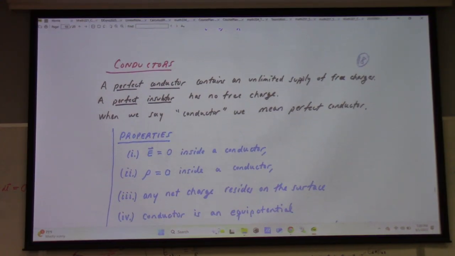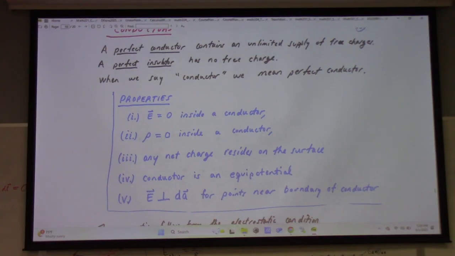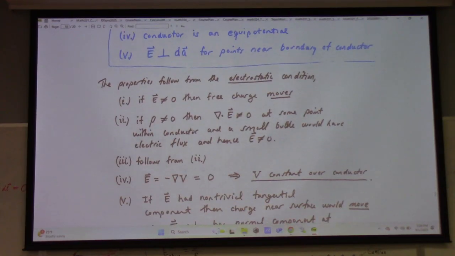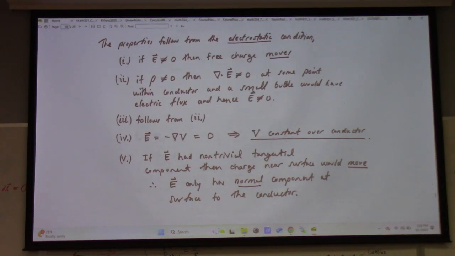So here's a quick review of how conductors go. E equals 0 inside a conductor. The density is 0 and net charge has to reside on the surface. The conductor is an equipotential. That's because E is 0, which means the gradient of V is 0, which means V is constant. And the electric field has to be perpendicular to points near the boundary of the conductor. So this is all physics 232 stuff really.